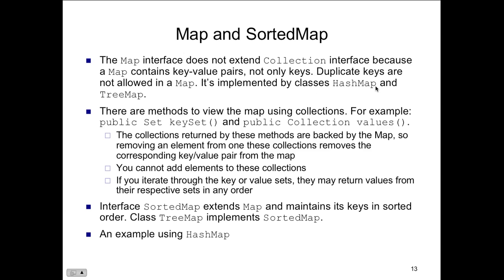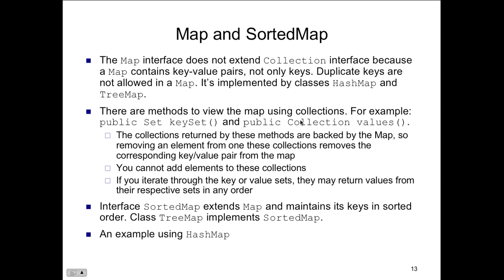It's implemented using the hash map and the tree map. The tree map is going to be more like a map of a neighborhood, where this one leads to this one leads to this one, versus a hash map, which is going to be more of a lookup table, a dictionary. The methods used to view the map as a collection are, for example, key set and values: give me all the values, give me all the keys, give me all the pairs. These are specialized methods placed on the maps.